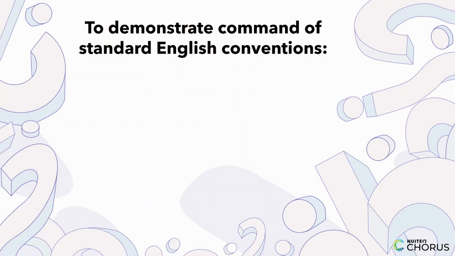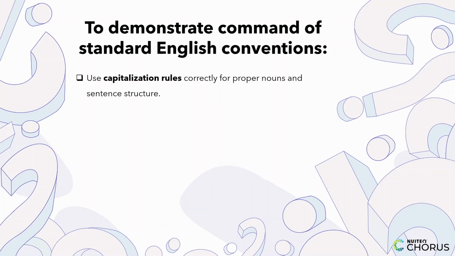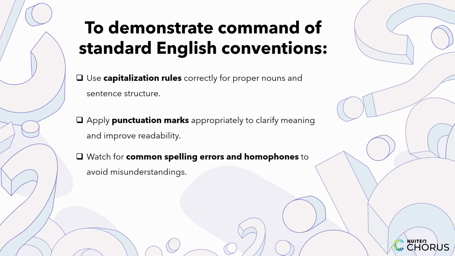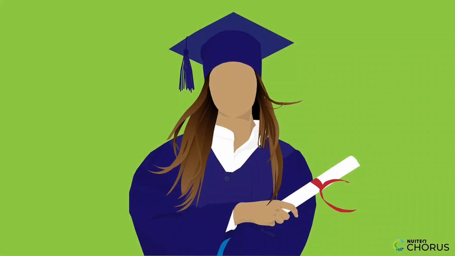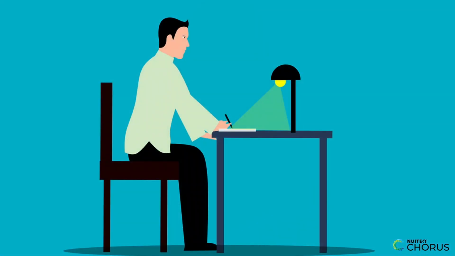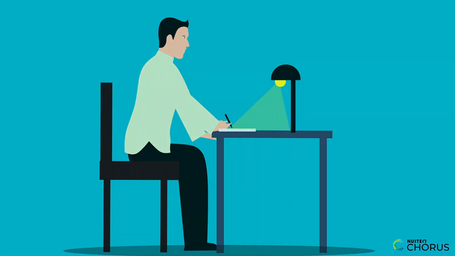To demonstrate command of standard English conventions: use capitalization rules correctly for proper nouns and sentence structure. Apply punctuation marks appropriately to clarify meaning and improve readability. Watch for common spelling errors and homophones to avoid misunderstandings. Strong writing skills are essential for academic success, professional communication, and everyday life. Mastering these rules will make your writing clearer, more professional, and more effective.